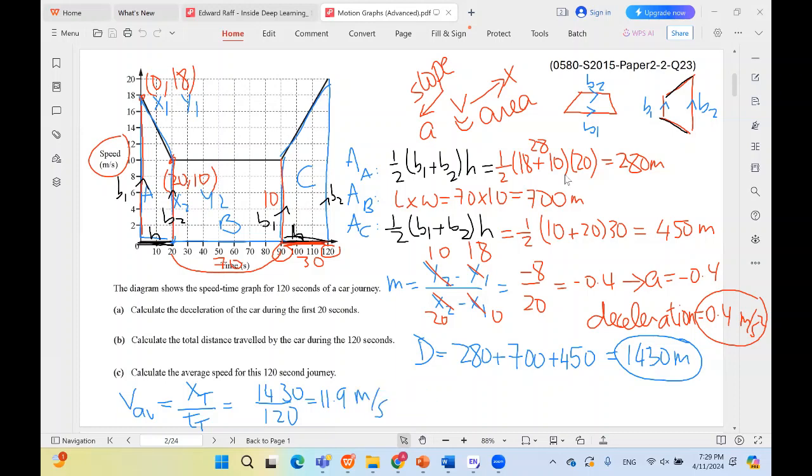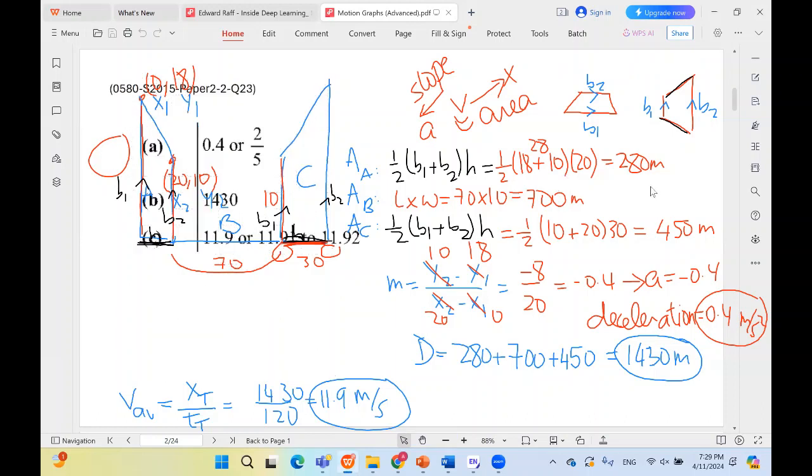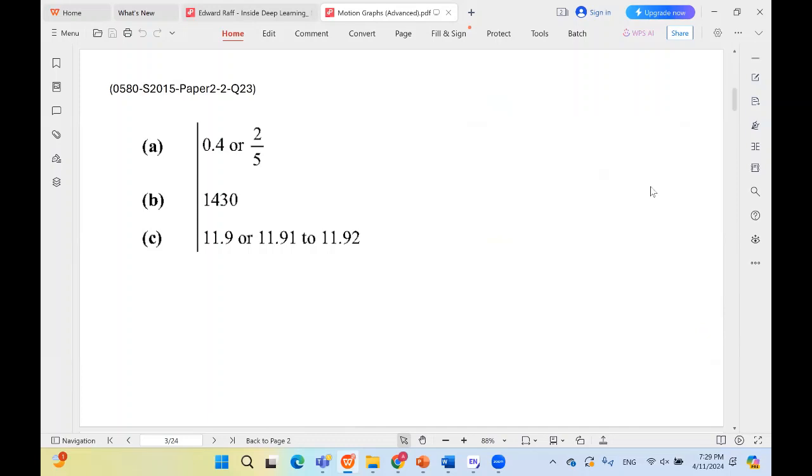Now let's check the marking scheme to compare the answers. So 0.4 is correct, 1,430 is correct, and 11.9 is correct as well.